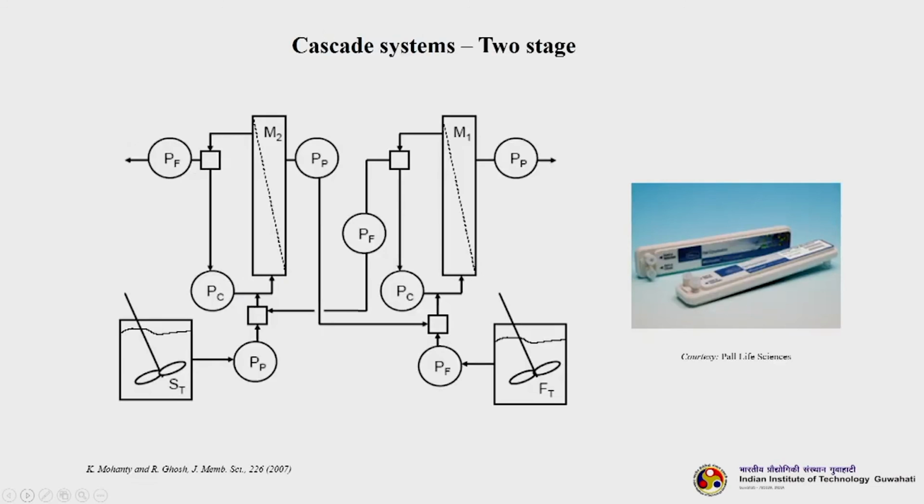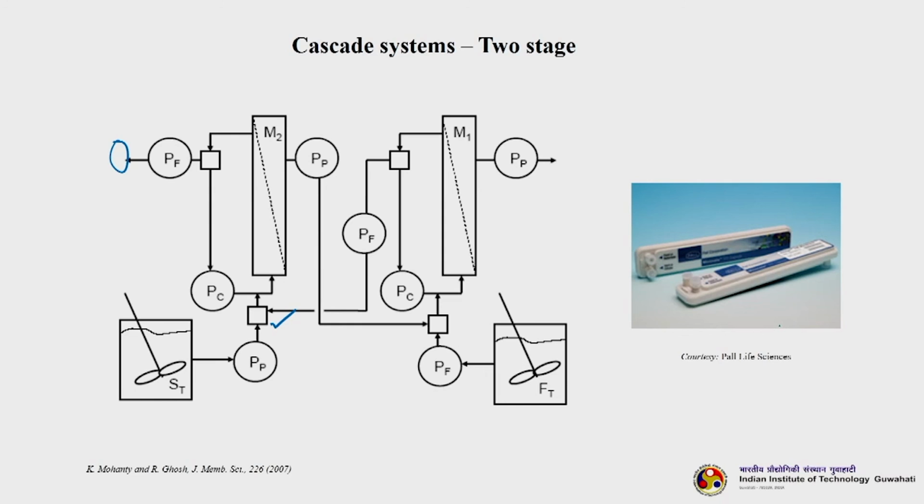I will show you one of the works which I carried out in Professor Ghosh's lab at McMaster University, Canada. Initially we used a two-stage cascade system. You can see there are two membranes, membrane 1 and membrane 2. The feed is fed to membrane 1, and the retentate is partly recycled and partly fed to membrane 2. And then you get your product of interest. Basically it is a two-stage system, so the retentate from one stage is fed to the other stage.